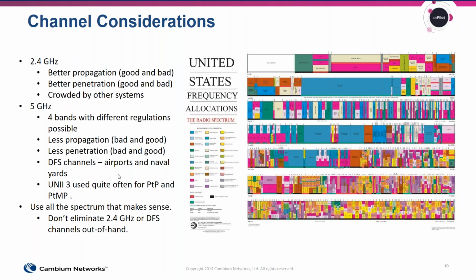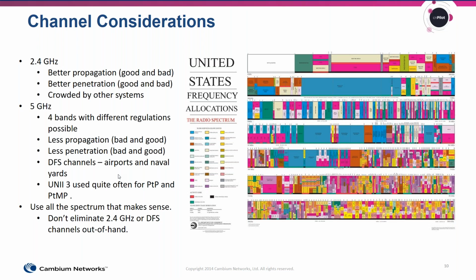Now 5 gig, less propagation, less penetration, that's bad and good. The good part is you can isolate the APs from each other and reuse those channels more often. So in a school, for example, you might have enough APs that you'll use all the 5 gigahertz channels more than once. And by using the walls in the school to block signals from each other, that helps you to be able to reuse those frequencies more readily and get more throughput off of each of those channels.